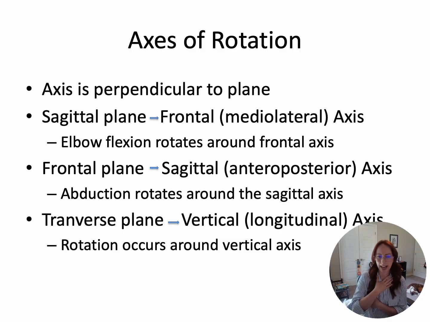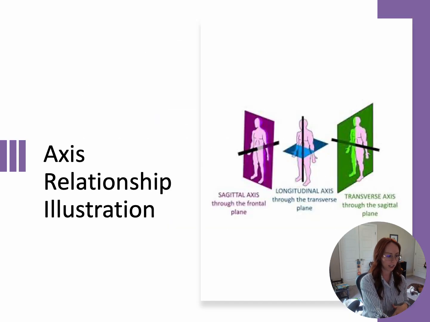And then we have frontal plane, for something moving in the frontal plane going out and together, that axis is going to be the sagittal axis. And then something moving in the transverse plane, so rotating, is going to be along the vertical or longitudinal axis. So see here we go.